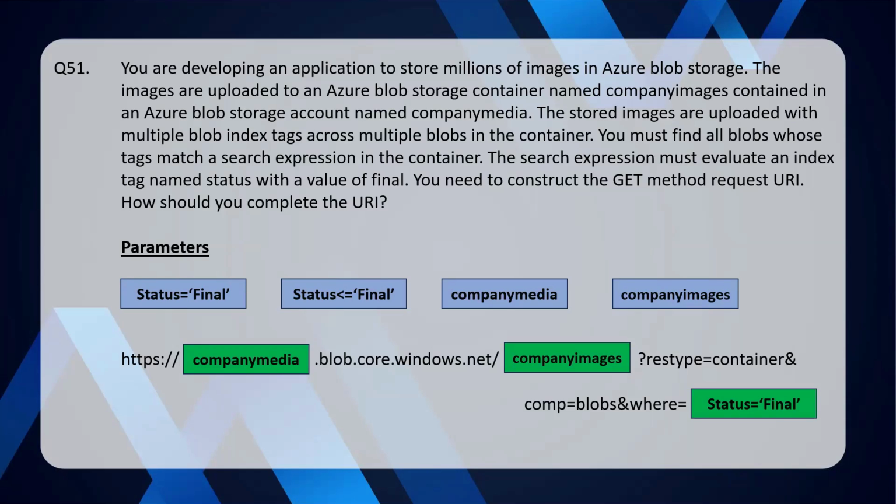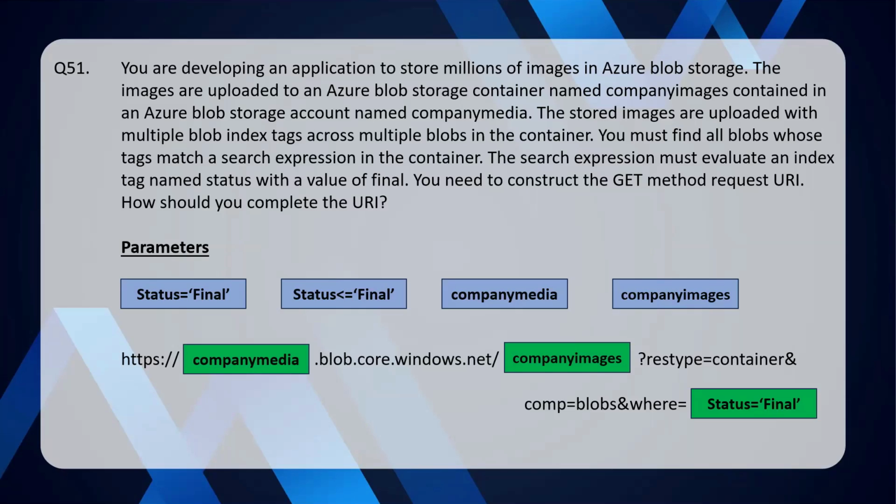Storage account name is company media, which is what needs to be added at the start of the URI. This will be followed by the reference to container name, that is company images. And lastly, the condition would be status equals to final.